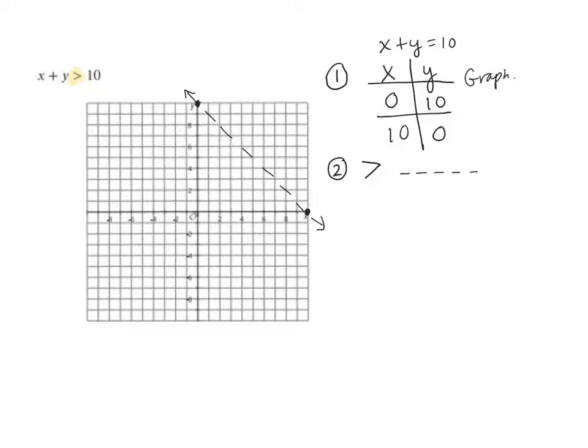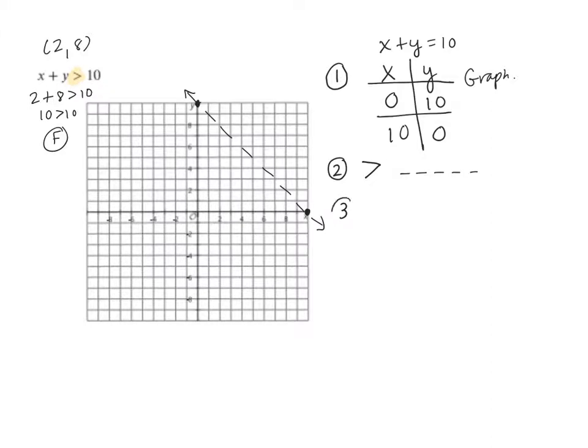Alright, so let's just look at one. Let's look at (2, 8). So if I put the coordinate (2, 8) in, 2 plus 8 is equal to 10, and 10 is not greater than 10. Okay, so the points living on the line are actually going to be false points. They do not work because of the greater than sign.